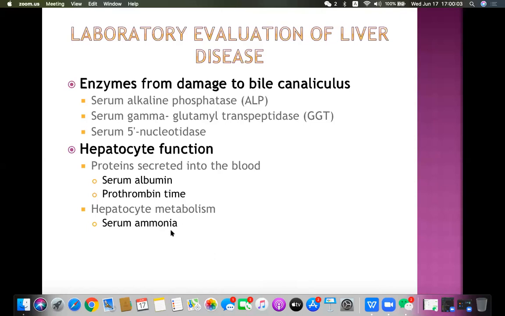Another is ammonia, and this ammonia would be converted into urea. So if the urea level is very low or the ammonia level is high, that means the liver is not functioning properly. So this is another important point.